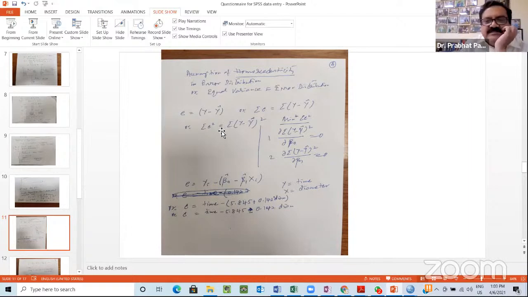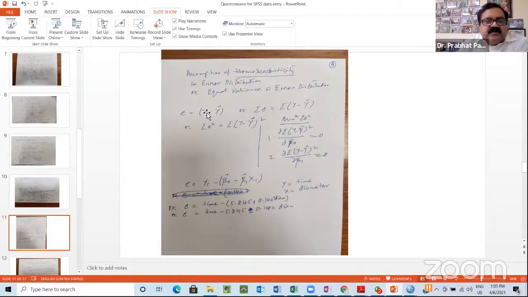So if we look at the concept of error, the error is equal to y minus y estimated. This means the value of y that you actually have, minus the estimated value of y that you get from the regression, is the error. And then if you take the sum total, that is sigma e, meaning you add up all the differences, you get the total sum of the error.